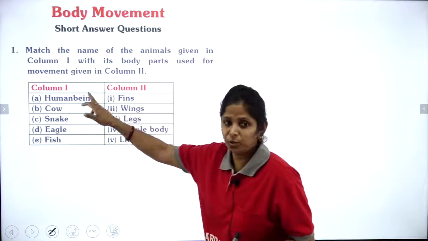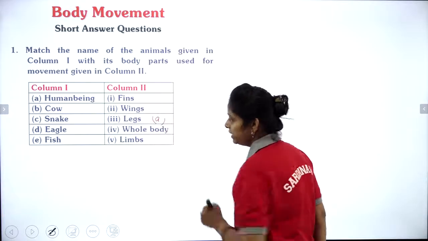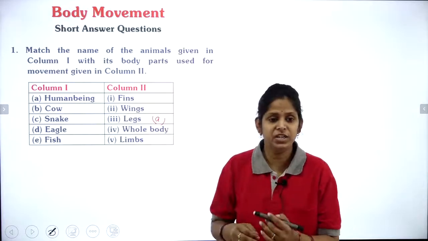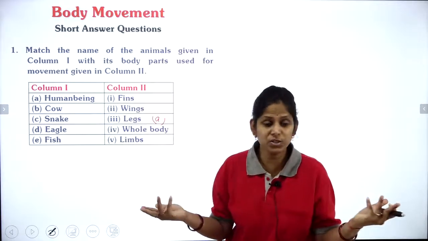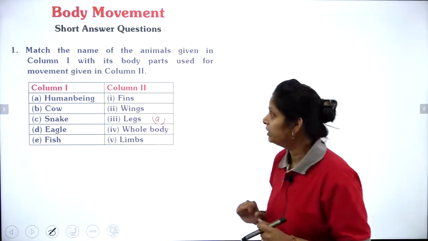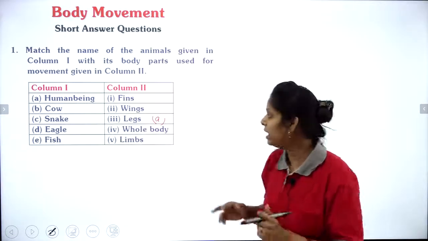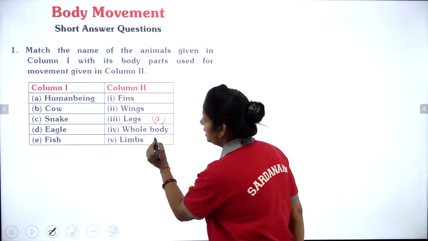Then, snake. They always slip, or we can say they move in a zigzag manner. So snake uses its whole body. With the help of the whole body, snake slithers. रेंगते हैं ना वो, so snake slithers. So this snake uses its whole body. So C is related to whole body.